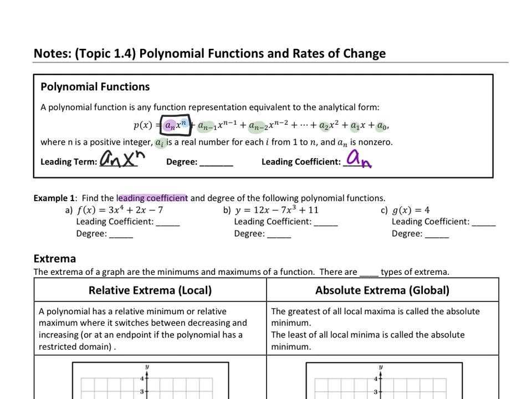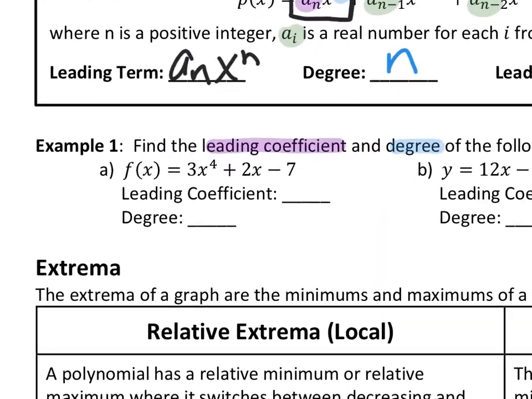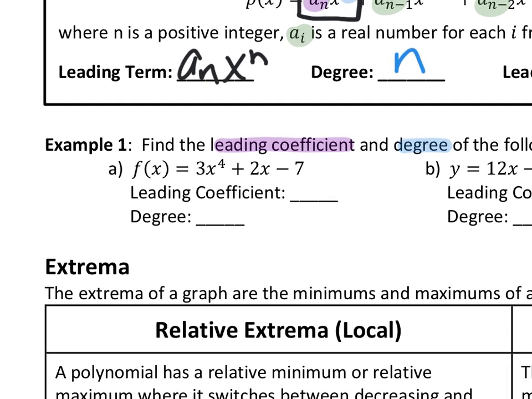Does anyone remember what a degree is? The largest exponent is the degree. Typically, it's the first exponent, but it might not be written in standard form, so we just have to make sure we actually look through the whole thing to find the largest exponent. So if we are trying to find the leading coefficient and the degree for these polynomial functions, we really just need to look at that leading term. So in this first one, what is the leading term? 3x to the 4th. So my leading coefficient is 3, and my degree is 4.